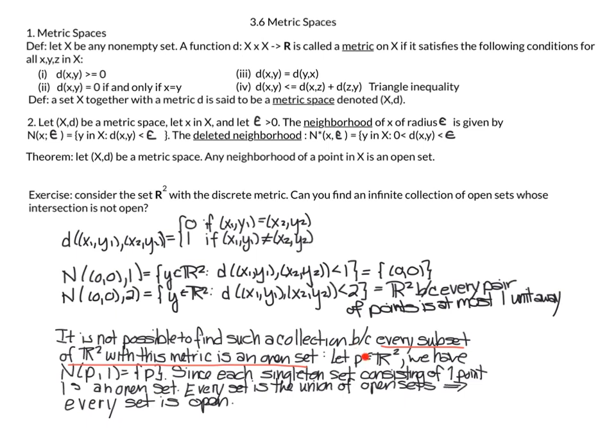And the reason is, if you take any point P in R2, we can always find a neighborhood of P with epsilon equal to 1. So there's always this neighborhood around P that does not contain any other element. It only contains P. So we're not intersecting, we're not on the boundary and overlapping with something else. So for every point we can draw a neighborhood around it. So basically each singleton set consists of one point, and we can have an open set. So every set is the union of open sets, therefore every set is open.